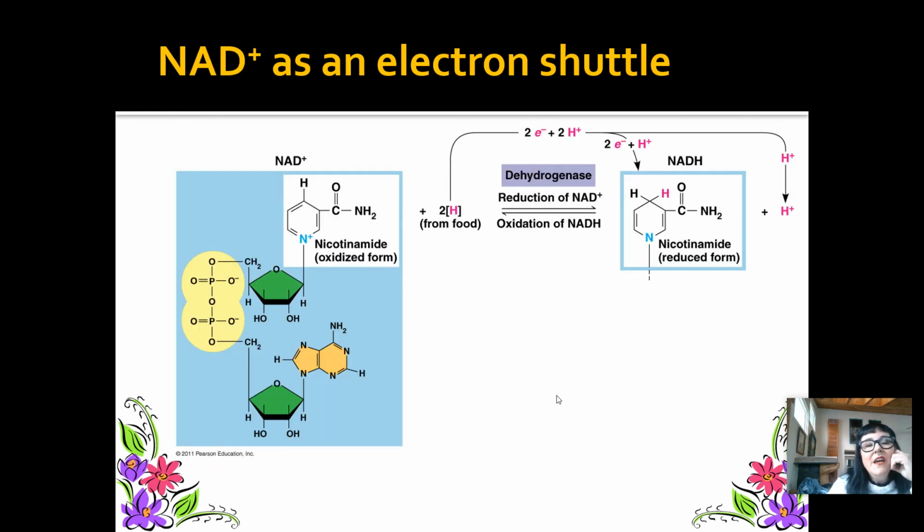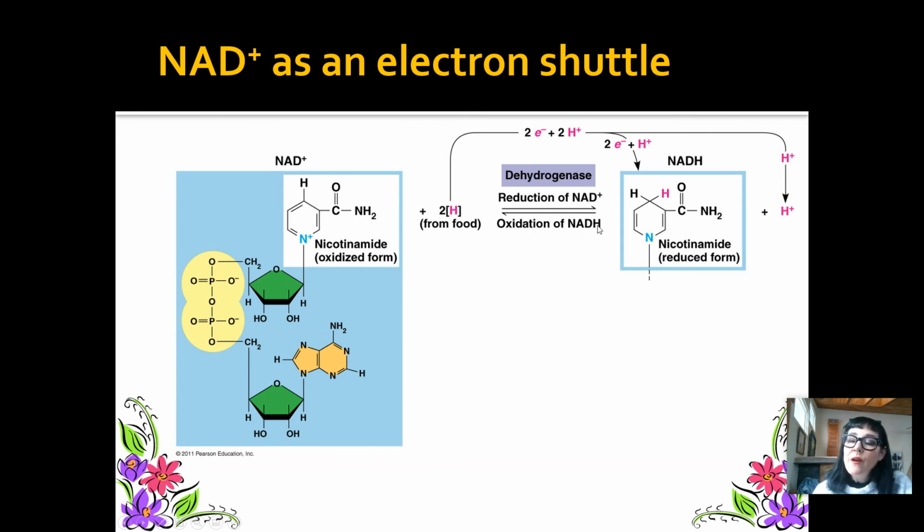Very good. Okay, so we're briefly just going to look at the structure of NAD plus. What does NAD stand for? It stands for nicotinamide, but you just need to worry about NAD plus. So this is NAD plus. This is the oxidized form. The reduced form is when it accepts those high energy electrons from glucose. So this is an enzyme that's used. It's called dehydrogenase. And it basically is going to help to reduce that NAD plus into NADH.